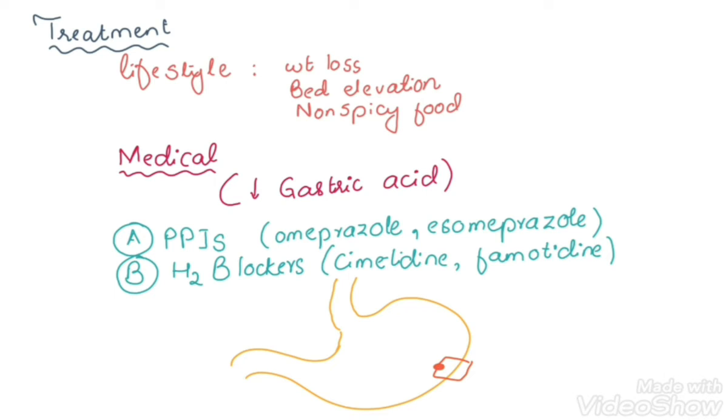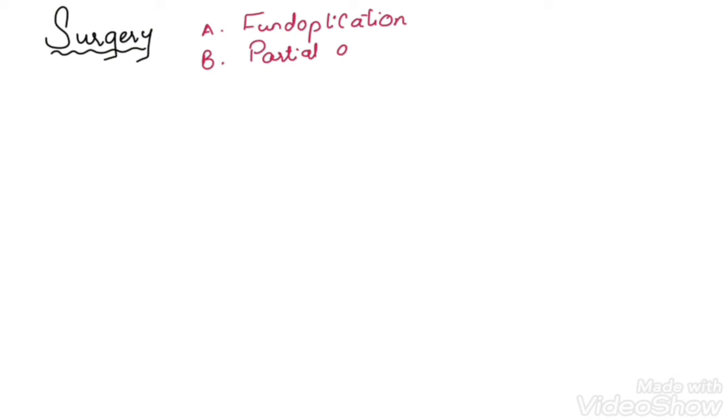Parietal cells are present in the lining of the stomach. They produce H plus or protons into the lumen of the stomach. These have histamine receptors. PPIs block the proton pump, whereas H2 blockers block the histamine receptors, and both thus decrease the HCl produced. Surgical interventions include two things: fundoplication and partial gastrectomy.